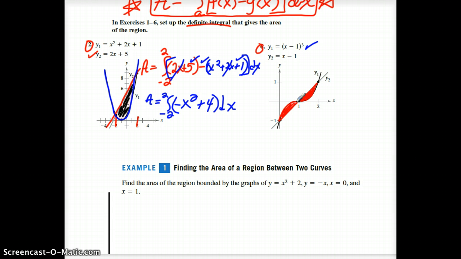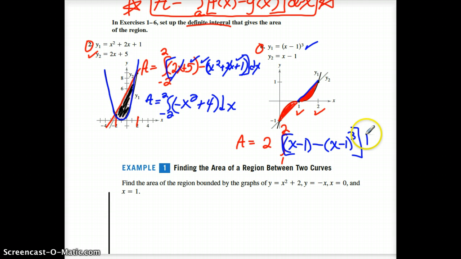So what I'm going to do here is say my area is equal to twice the integral from 1 to 2. Well, who's the upper function between those 2 boundaries? The linear one, or y2. So I'd have x minus 1 minus the lower boundary.